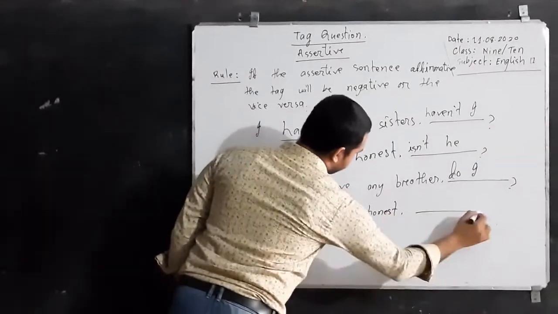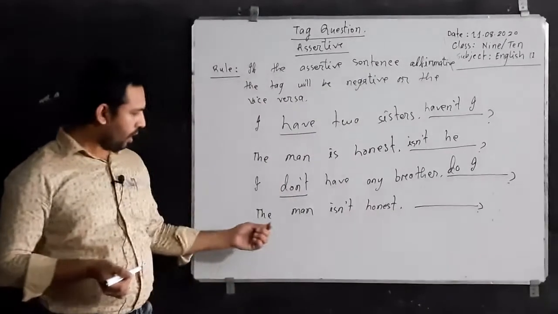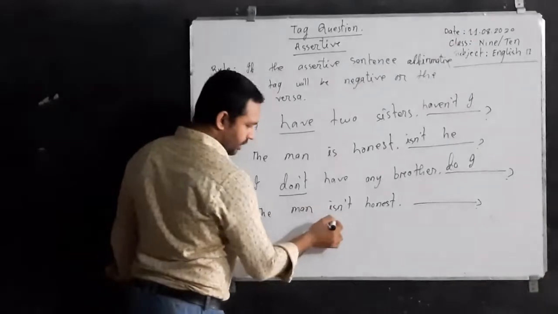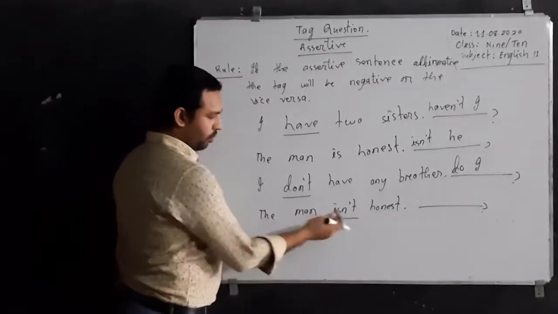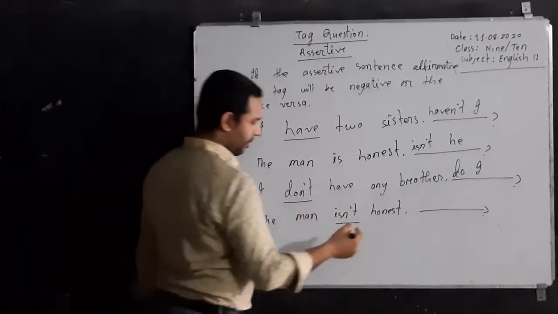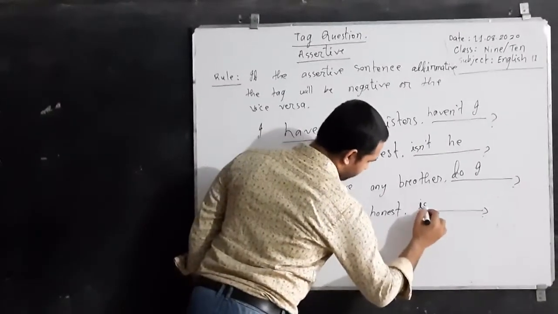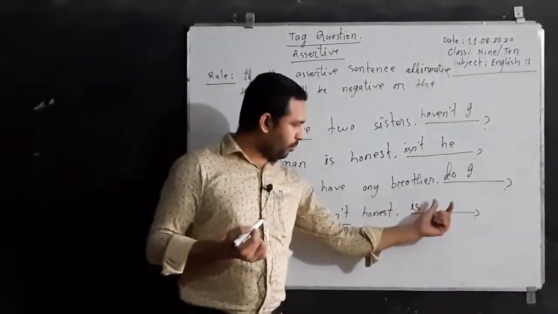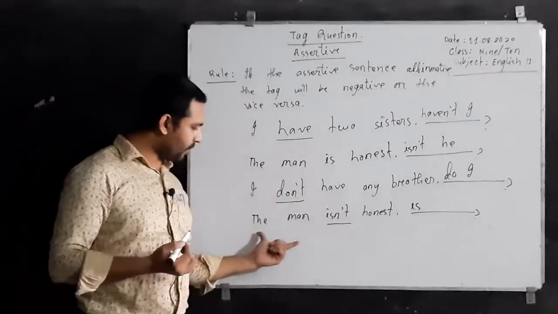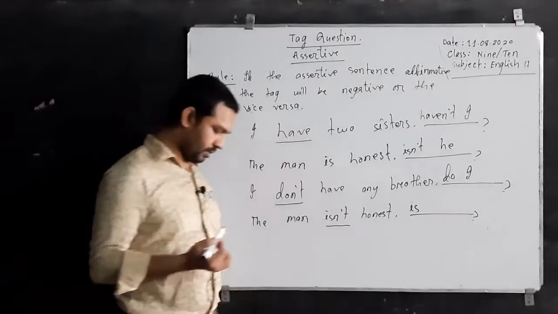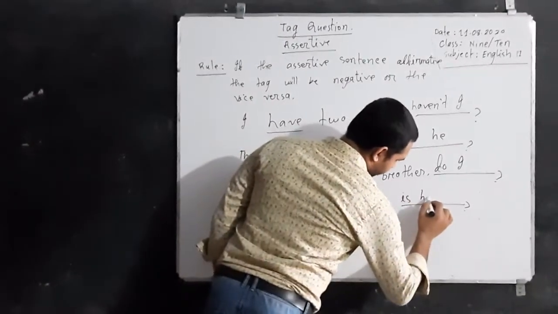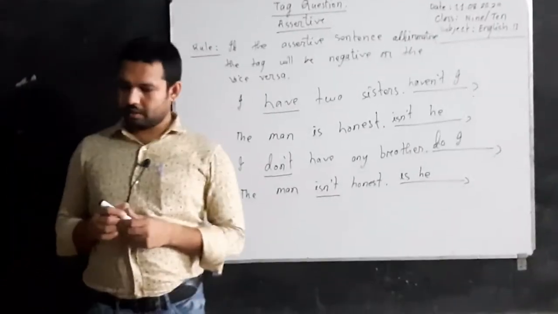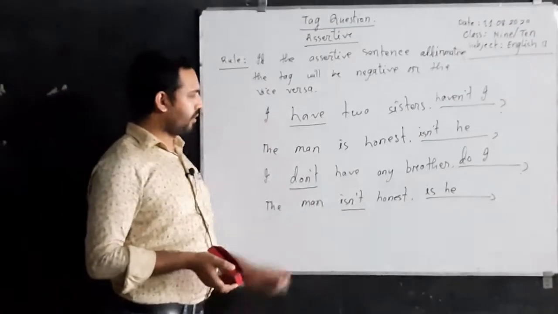The man is not honest. What can be the tag for this sentence? Here is an auxiliary verb, isn't, and we have to use the opposite form, the affirmative form. What is the affirmative form of isn't? It is. And what should we put here? We should put the pronoun of the subject because the man is the subject. What is the pronoun of the subject, man? He. Is it clear? I think you all understood this thing very clearly.